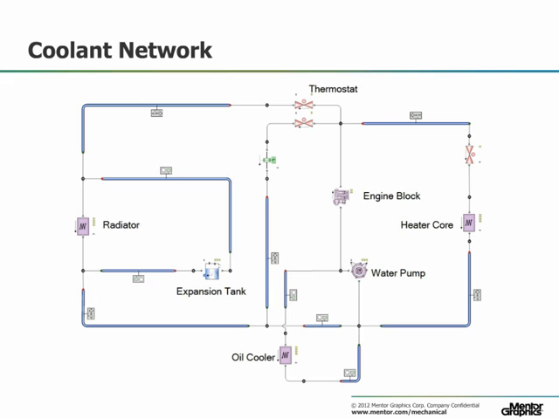Here is an example of what a coolant network might look like. From the water pump, some fluid goes through the hydraulic oil cooler and the rest moves through the engine block. It's then split between the thermostat and the heater core. Fluid moving through the thermostat will either be directed through the bypass or to the radiator depending on the fluid's temperature. In a steady-state scenario, the thermostat can be modeled as two separate valves, as seen here, for manual control over the fluid path.